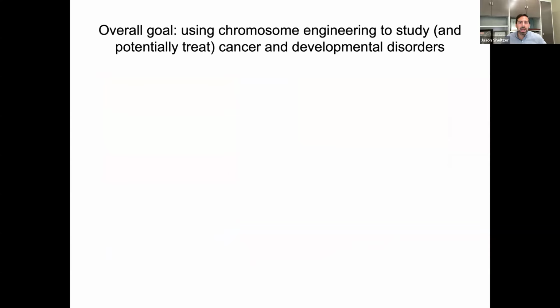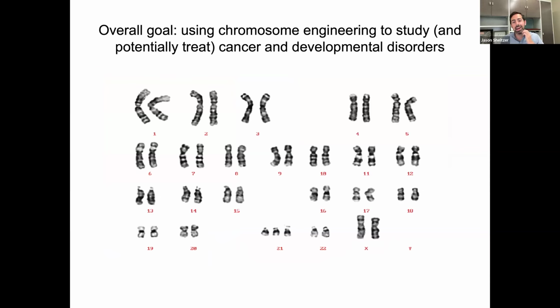So the overall goal in my lab is to use chromosome engineering to study and potentially to treat disorders caused by chromosome rearrangements like cancer and different developmental syndromes. The most common developmental syndrome associated with a chromosome disorder is the trisomy of chromosome 21, which causes Down syndrome. So this is the karyotype of a human woman, and you can see that there are 3 copies of chromosome 21 here. These are the chromosomes from a woman with Down syndrome.